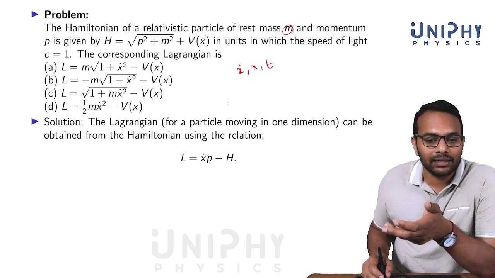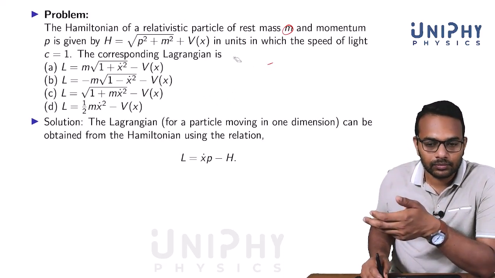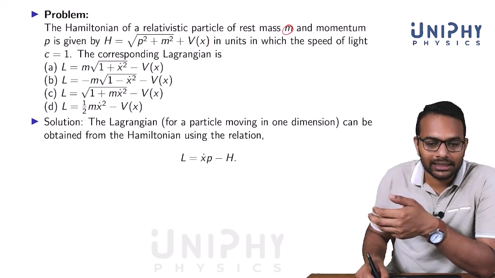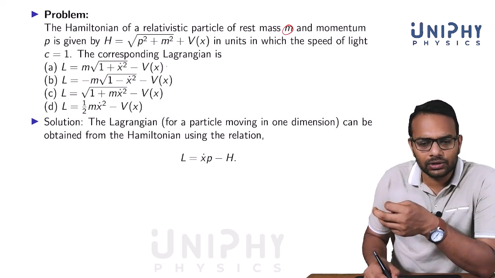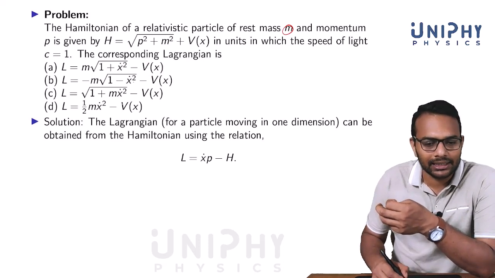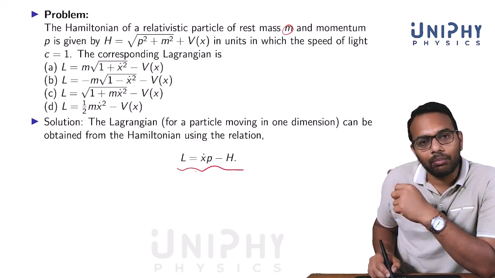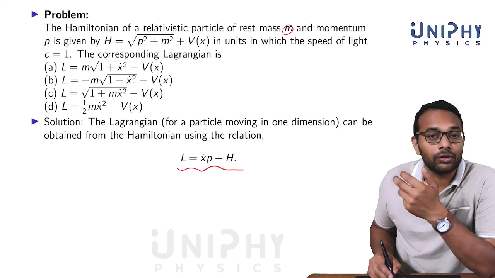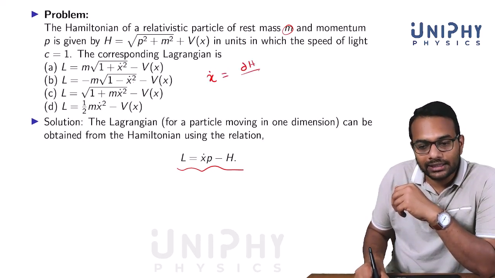It's just a one-dimensional system here. We have got just one momentum p and just one coordinate x. If you look at the options, there are x dot and x in each, so we just need one coordinate. The Lagrangian is x dot p minus H. Fine. How do you find x dot? We know that x dot is equal to dou H by dou p.